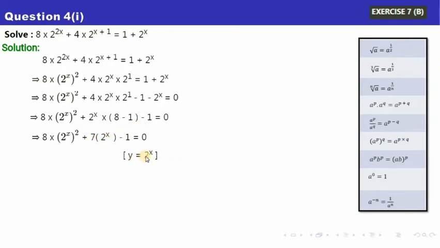Now if I take y equals to 2 to the power x, let's see what happens. If I take y equals to 2 to the power x, then this equation can be written as 8, this is y, so y square, so 8y square, plus 7, how much is this? Y, so 7y minus 1 equals to 0. Now again, here you need to do middle term break. So if you break 7y, you can write this as 8y minus y.